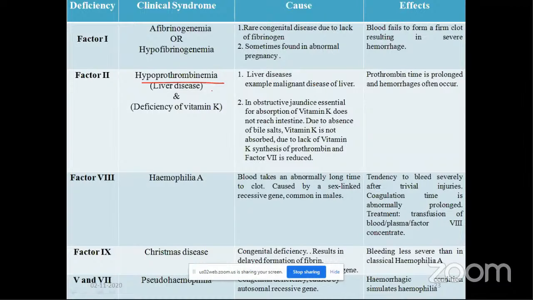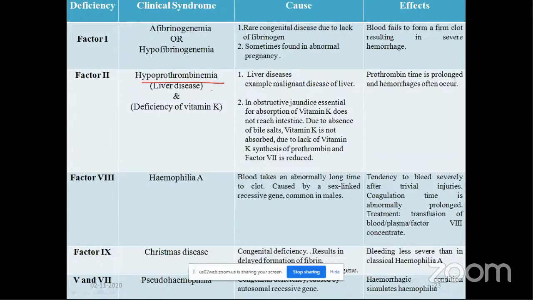So the prothrombin time becomes very long, abnormally prolonged, and therefore excessive bleeding or hemorrhage can occur. Liver disease may be responsible: any type of liver disease, liver malignancy, hepatitis, cirrhosis. They can be responsible for lack or insufficient amount of prothrombin. In addition, sometimes jaundice is there, hepatitis or jaundice.